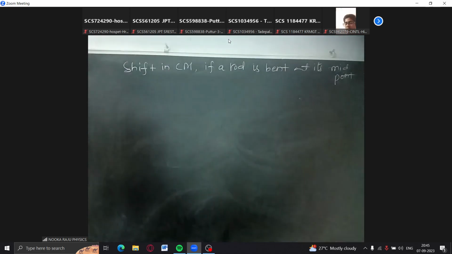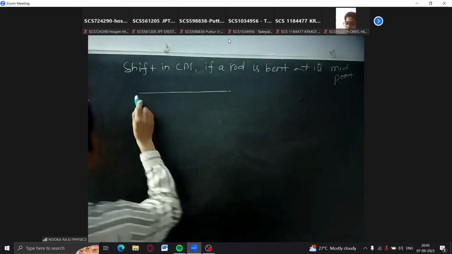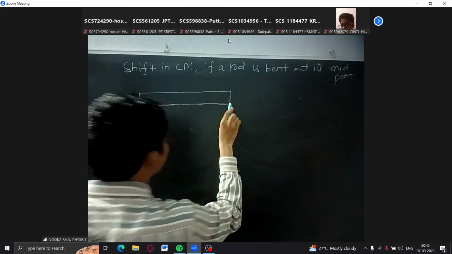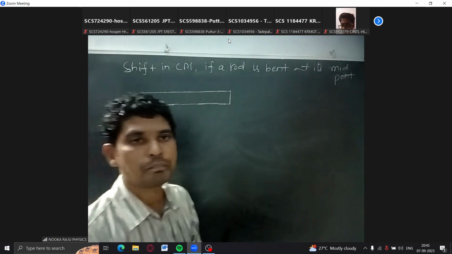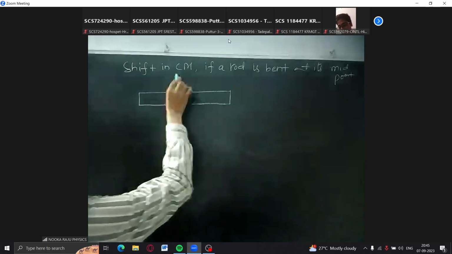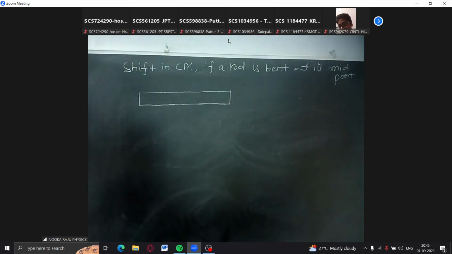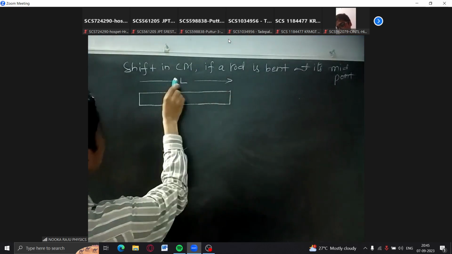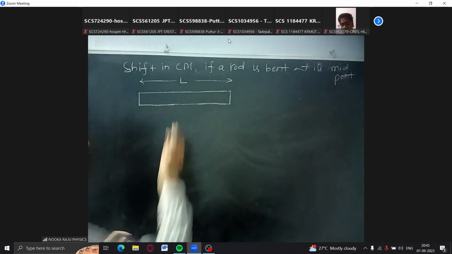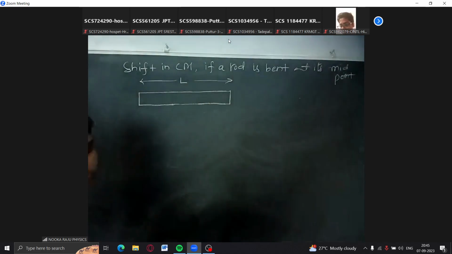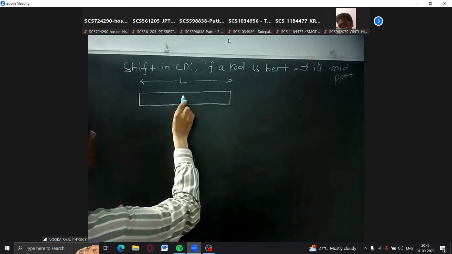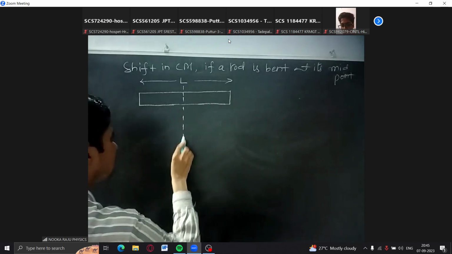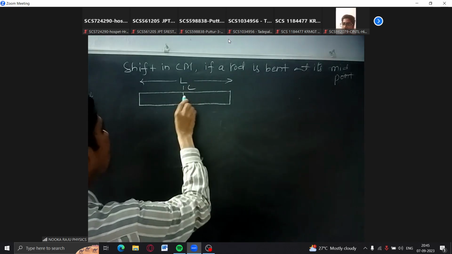Now here, this is also a rod. So the length of this rod is similarly L. This is L. So actually this is the center of the given rod. This is C. This is the center.